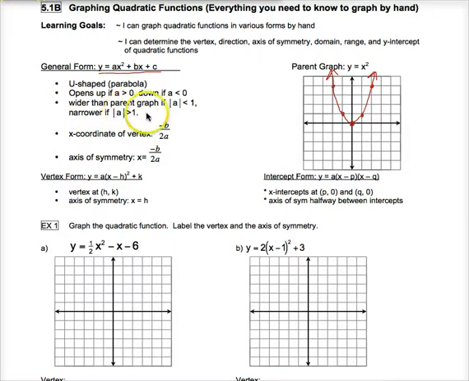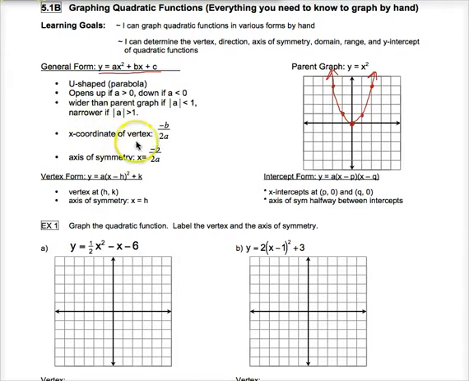Now the width is just like what we studied with parent graphs in absolute value. If the absolute value of a is less than 1, so that means we're not looking at the sign of a, just the number itself without its sign, if that is less than 1, then it's going to be wider than the parent graph. So 1/2, 2/3, those will all be wider than the parent. Narrower if the absolute value of a is bigger than 1. So if a is 2 or 5, it's going to be narrower.